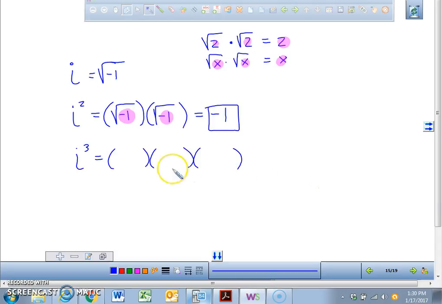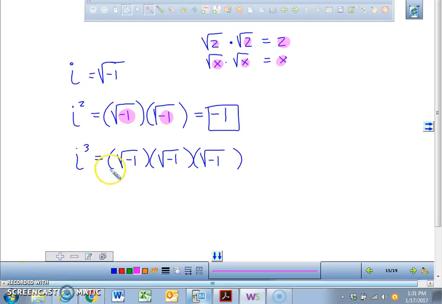Now, I to the power of 3, or I cubed. I want you guys to write the square root of negative 1 times the square root of negative 1 times the square root of negative 1. Now, if you don't like saying the square root of negative 1, you can also say radical negative 1.